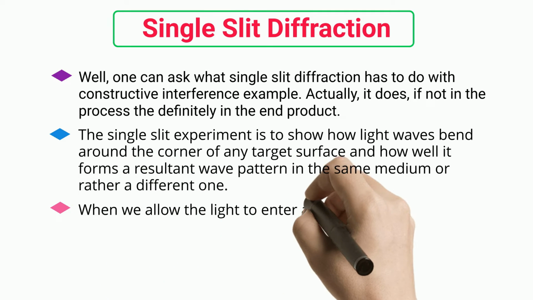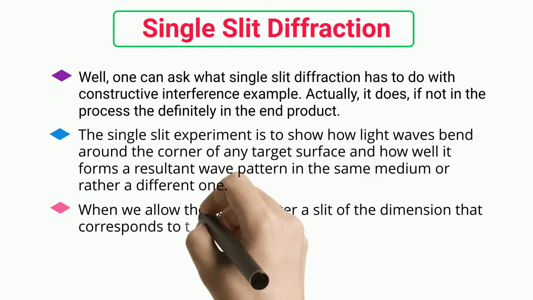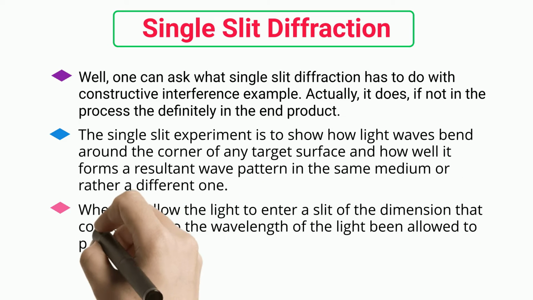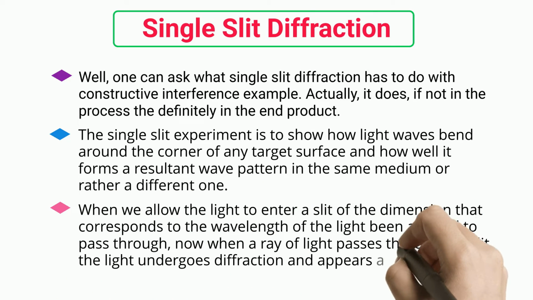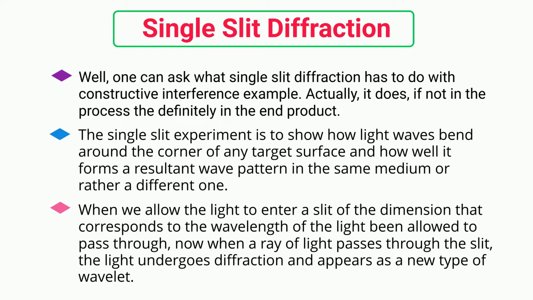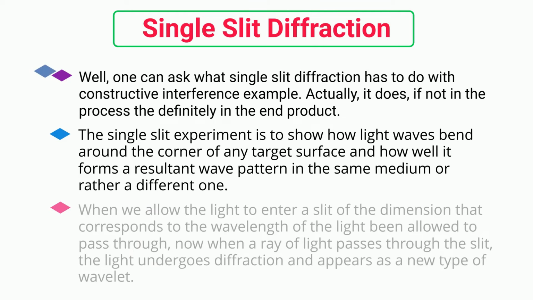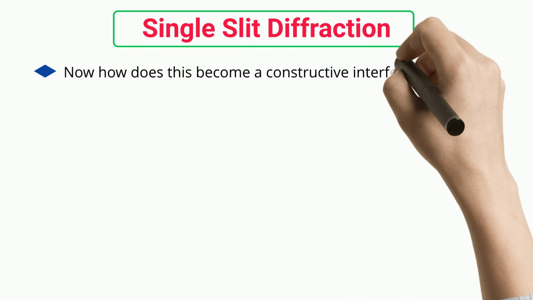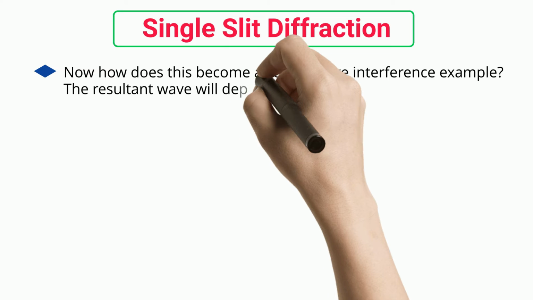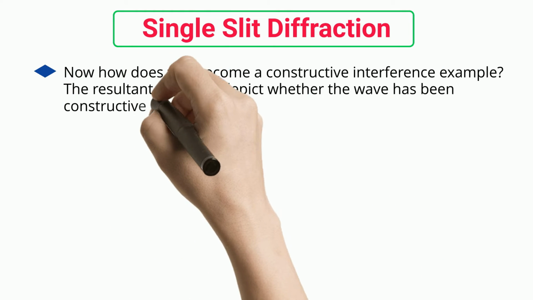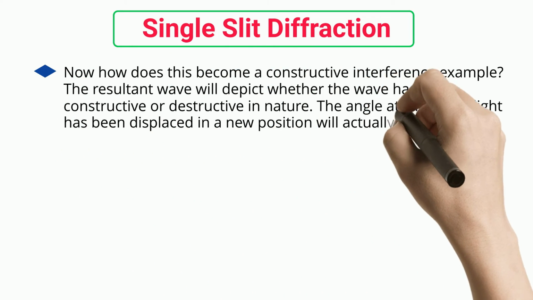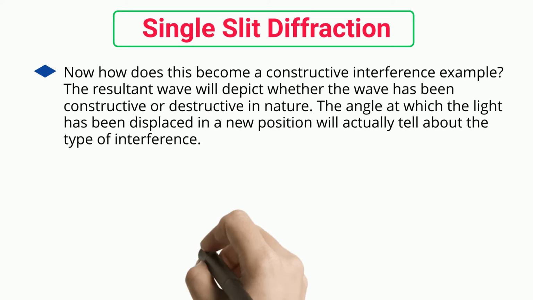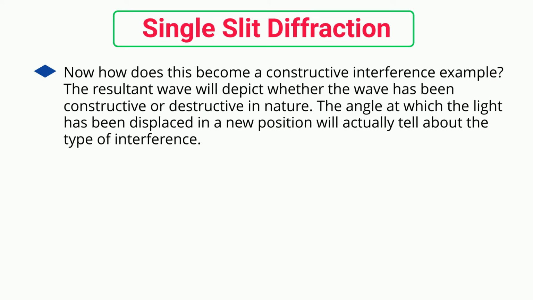When we allow light to enter a slit of a dimension that corresponds to the wavelength of the light being allowed to pass through, the light undergoes diffraction and appears as a new type of wavelet. Now how does this become a constructive interference example? The resultant wave will depict whether the wave has been constructive or destructive in nature. The angle at which the light has been displaced to a new position will actually tell about the type of interference.